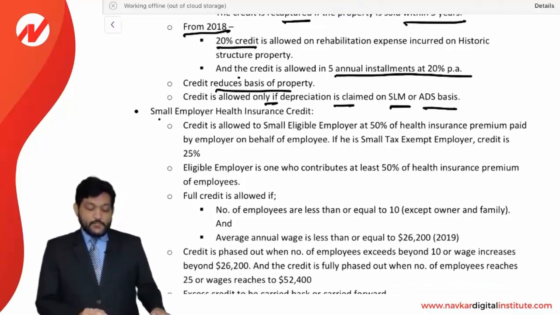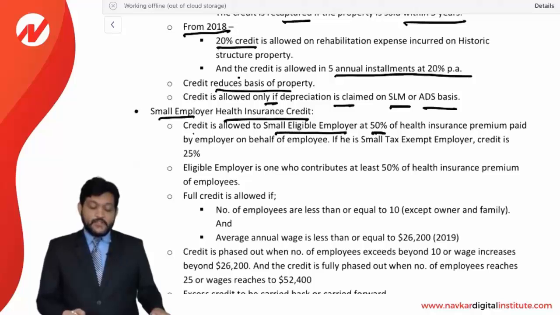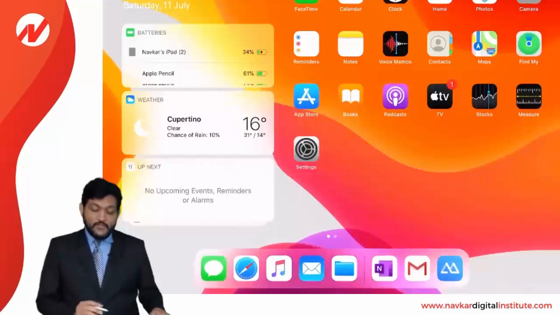Next, small employer health insurance credit. Credit is allowed to a small eligible employer at 50% of the health insurance premium paid by the employer on behalf of.